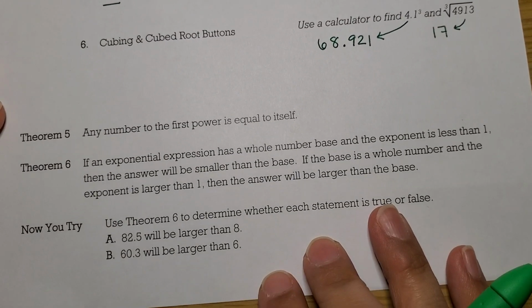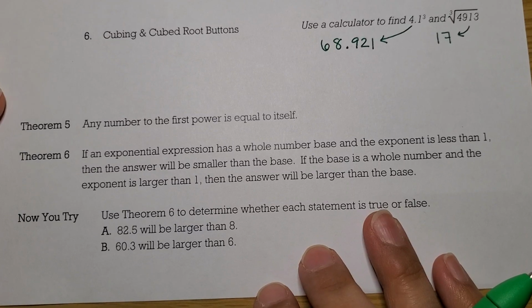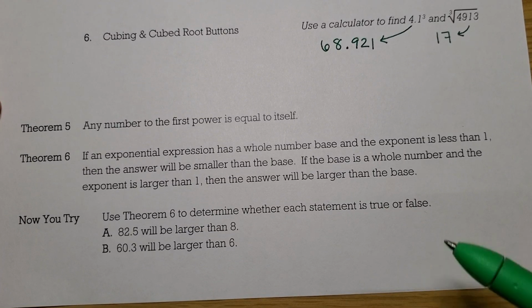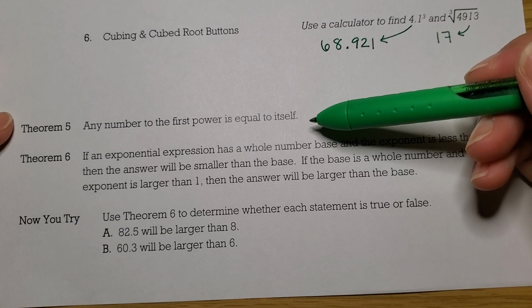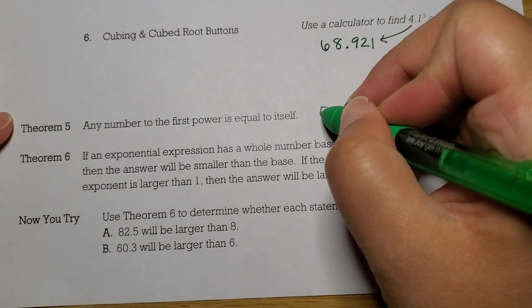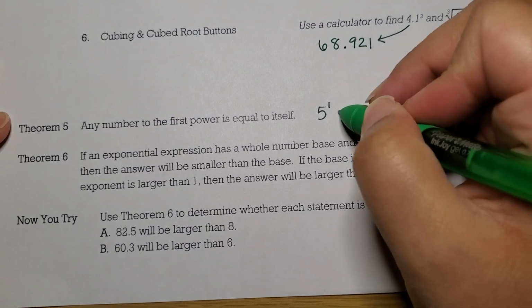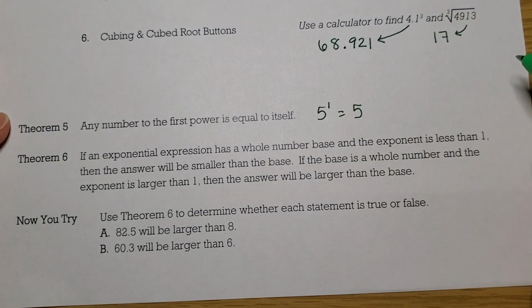Okay, then I have a couple of theorems to wrap up this video with a now you try of true falses. So Theorem 5 says any number to the first power is equal to itself. So if you see a 5 to the first, that's the same thing as 5.